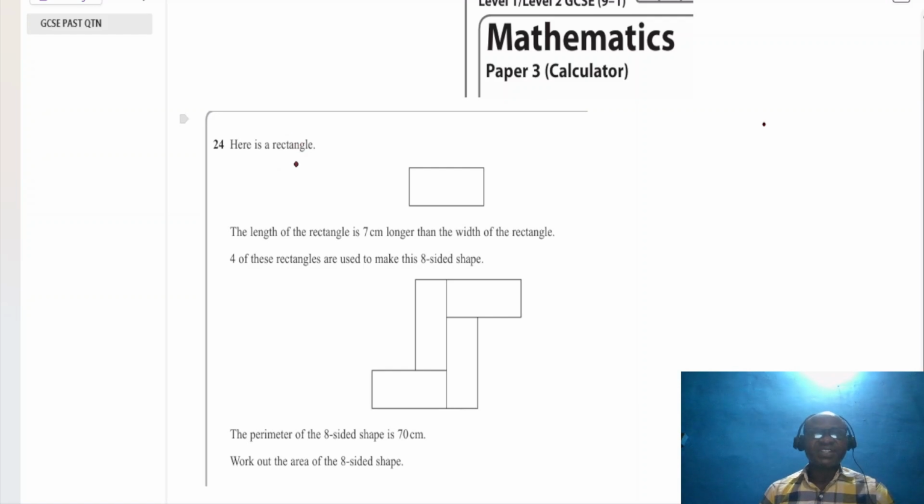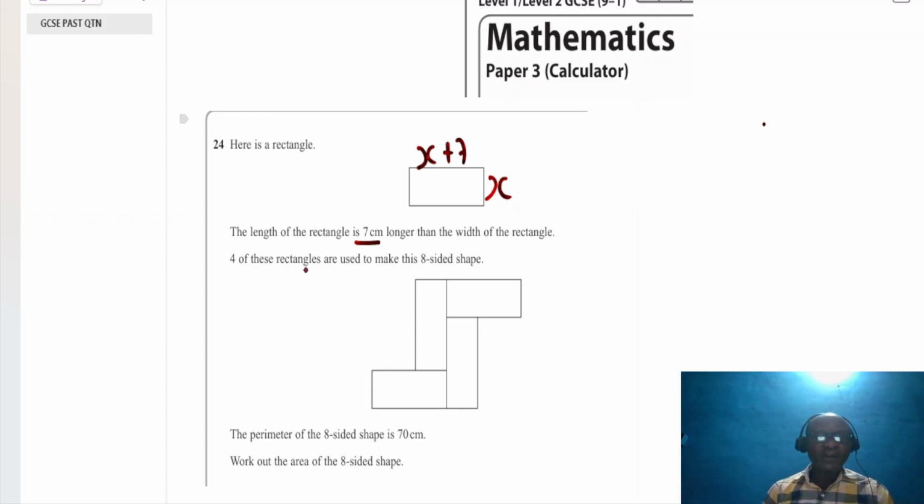This is a GCSE past question paper, question number 24 of paper 3, foundation tier. Here is a rectangle. The length of the rectangle is 7 cm longer than the width. What that means is that if the width of the rectangle is x, the length will become x plus 7. That is why it is 7 cm longer than the width.